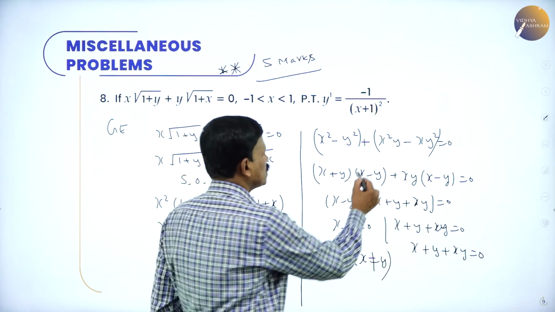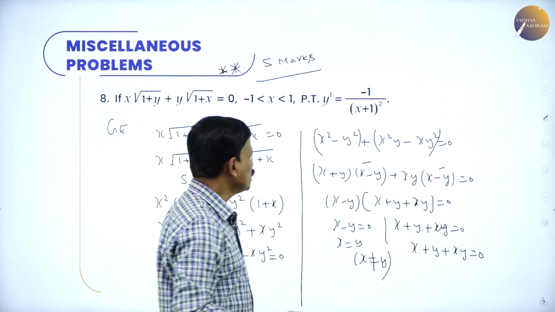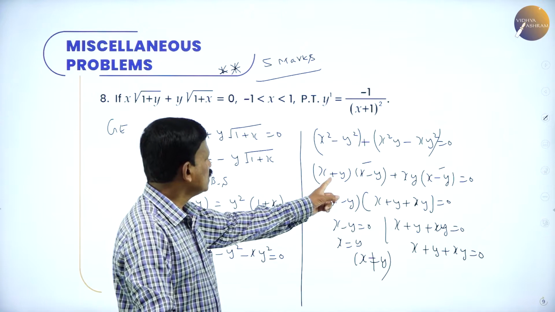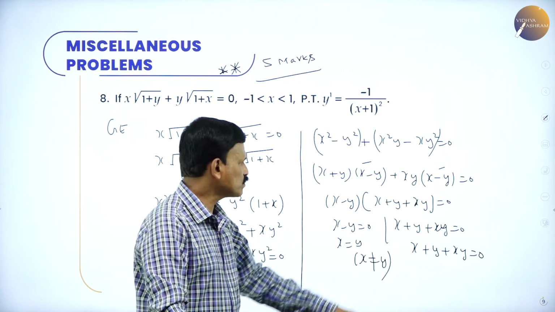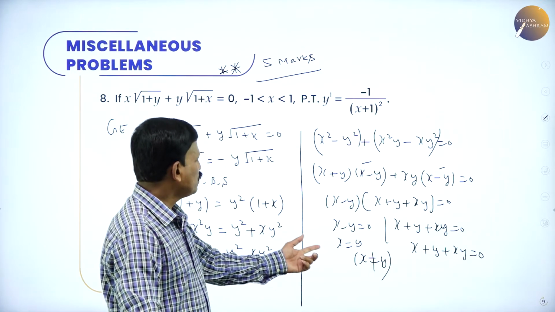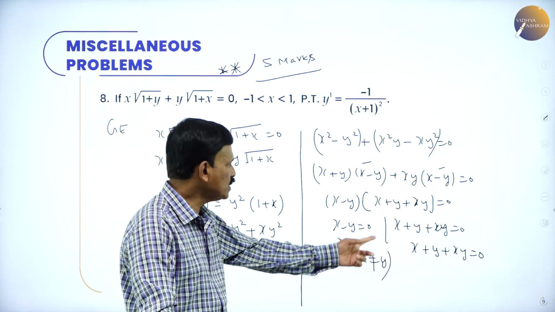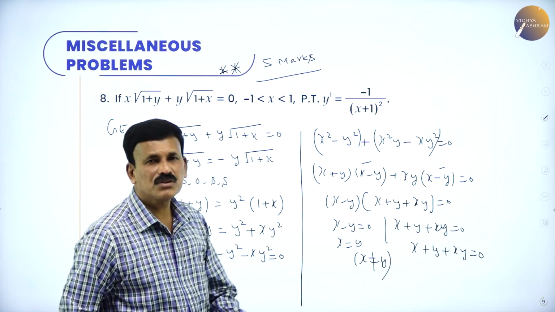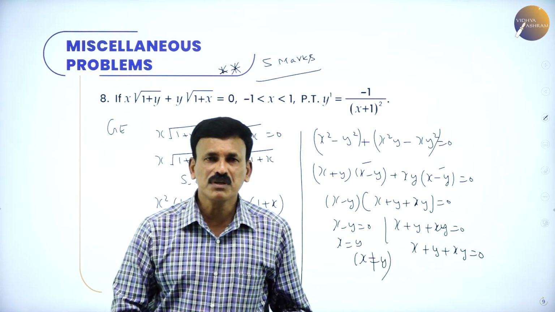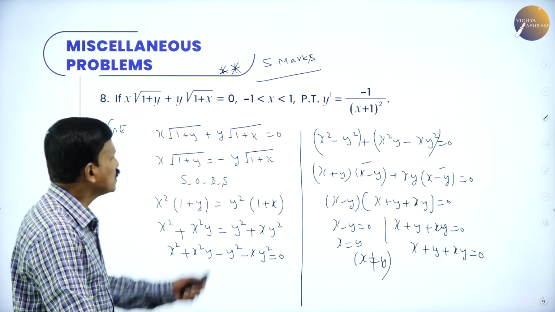In these two, x minus y is the common factor. Take it out. What is left? X plus y plus xy. Since x minus y is equal to 0 or x plus y plus xy is equal to 0. But x is not equal to y, so you can use this: x plus y plus xy is equal to 0. Using this, simplify, you will get the required answer.